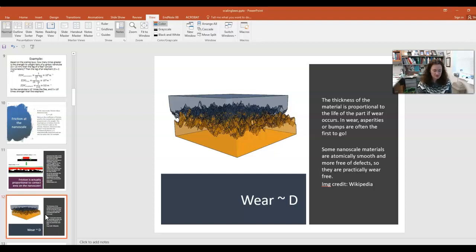Let's say that you have some sort of sacrificial coating that you've put on a part, like a plating on a metal part, and you want that coating to protect the part underneath. How long that lasts is going to be proportional to how thick your coating is. So that means that the wear is going to be proportional to D, how thick your coating is. So wear is proportional to D.